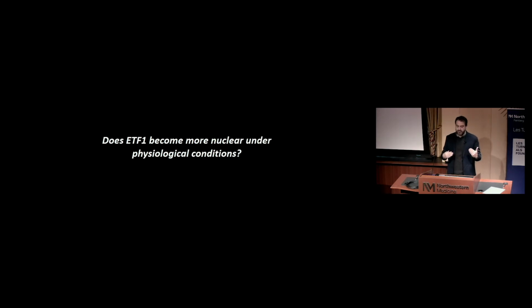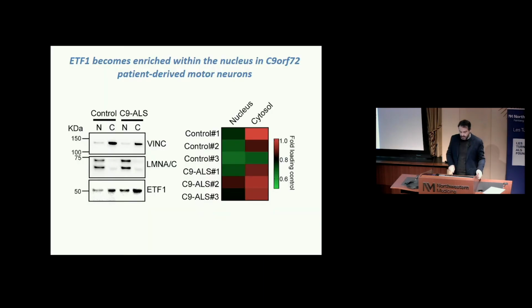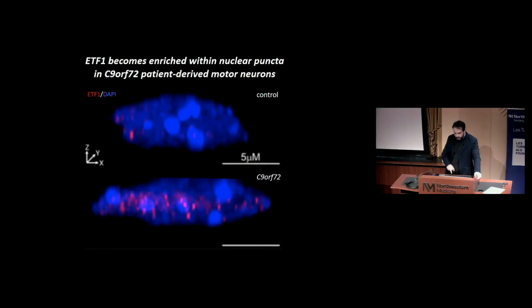So we wanted to really understand why this happens. But first, we wanted to figure out whether this was relevant in a more physiological cellular system. So for this, we turned to iPSC models. And this is just a representative Western blot showing you that indeed in C9 motor neurons derived from C9 patient lines, ETF1 becomes a little bit more nuclear relative to controls.